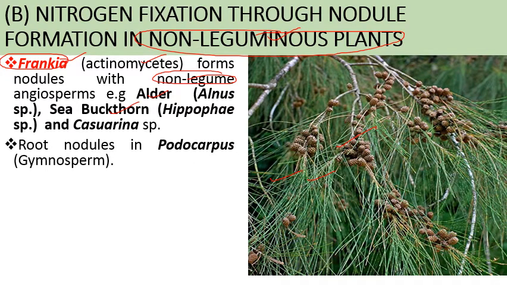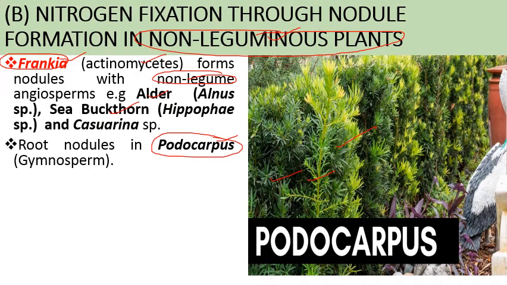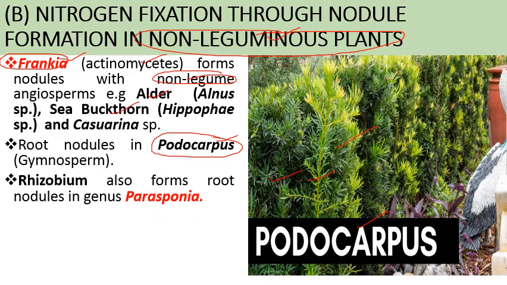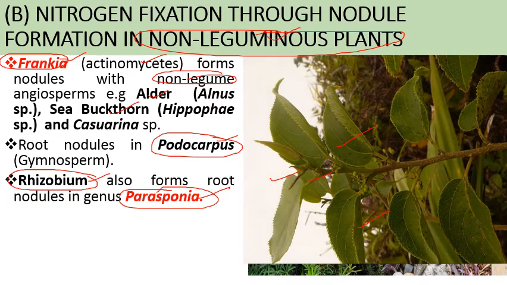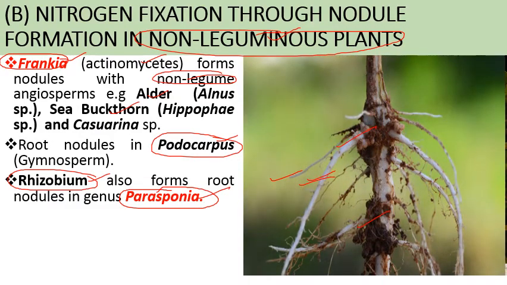Then root nodules in Podocarpus, which is a gymnosperm. It is used for ornamental purposes, and Frankia shows association with it and forms root nodules. Then Rhizobium, as we have already discussed, forms association with leguminous plants. So there is one plant, Parasponia, which is the only non-leguminous plant with which Rhizobium shows association. This is the photograph which shows Parasponia, and these are the nodules which are present in Parasponia.